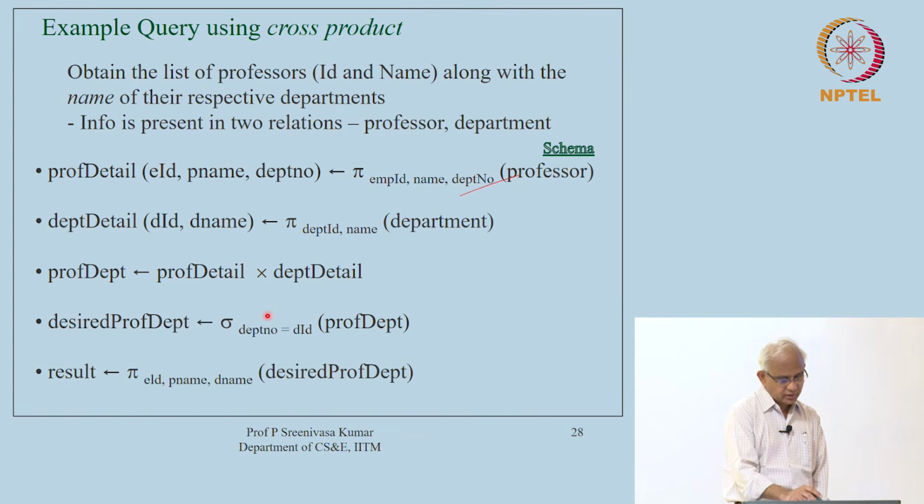Okay. Now, finally, to obtain the list of professors along with the name of their respective departments, all that we have to do is to take this desired professor department and project EID, P name and D name. Is that clear as to how we have done this?